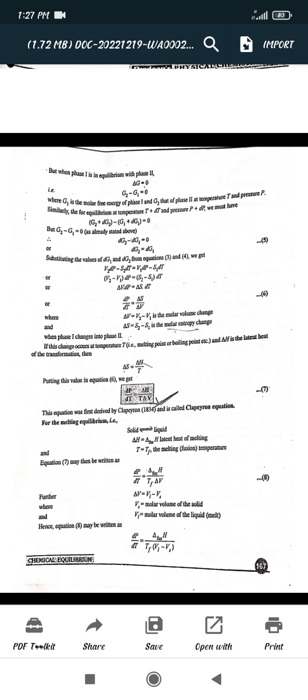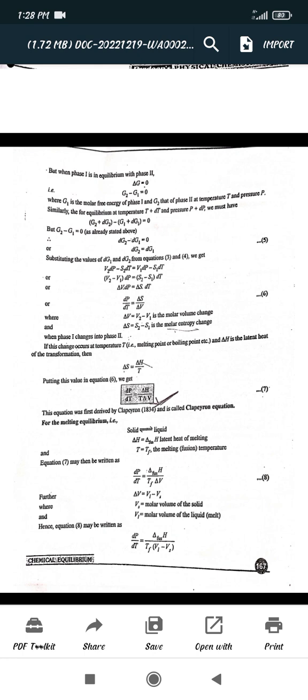Substituting the values of dG1 and dG2 from equations 3 and 4, we get V2 dP minus S2 dT is equal to V1 dP minus S1 dT. On solving, we get delta V dP is equal to delta S dT. Rearranging the equation, dP by dT is equal to delta S by delta V, where delta V is equal to V2 minus V1, the molar volume change, and delta S is equal to S2 minus S1, the molar entropy change when phase 1 changes into phase 2.